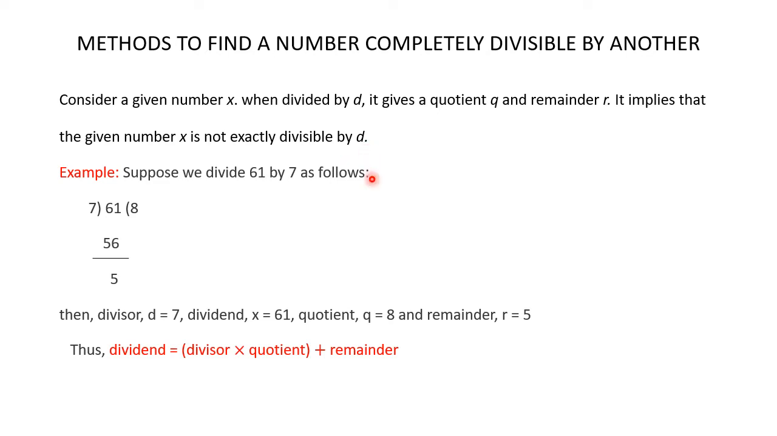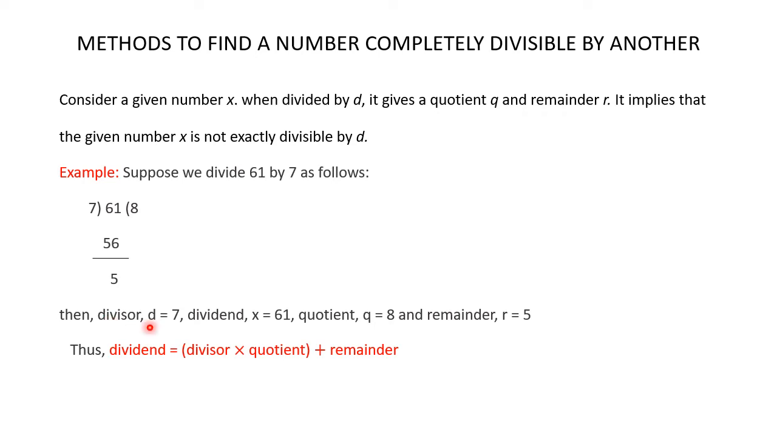Let's understand this with an example. Suppose we divide 61 by 7. We get 8 as the answer and 5 as the remainder. When you divide 61 by 7, you get 8 as the quotient and 5 as the remainder. Here, 7 is known as the divisor. 61 is known as the dividend. 8 is known as the quotient and 5 is known as the remainder.